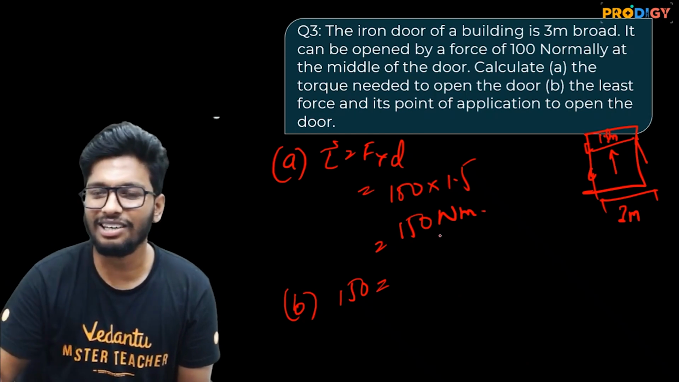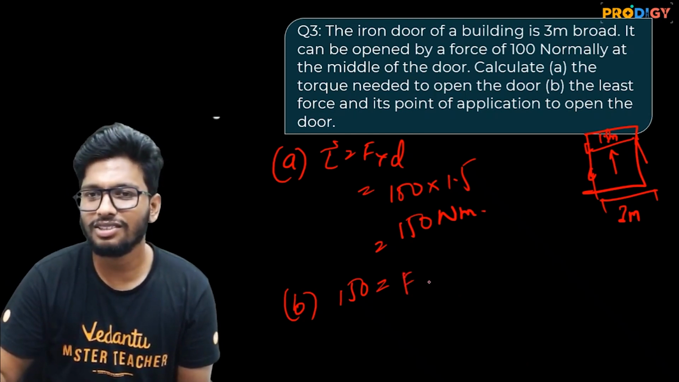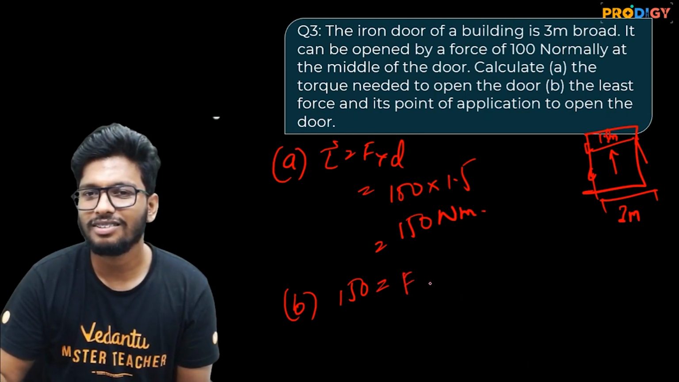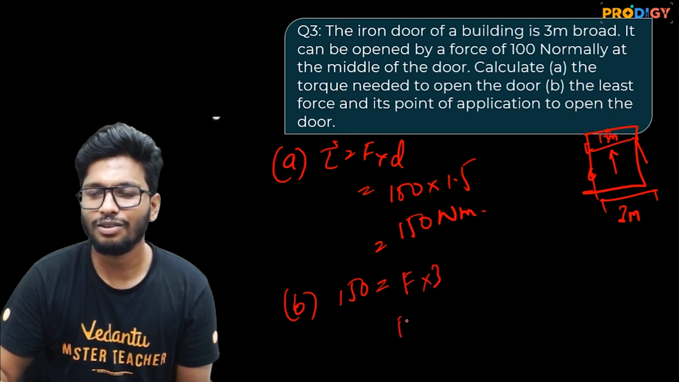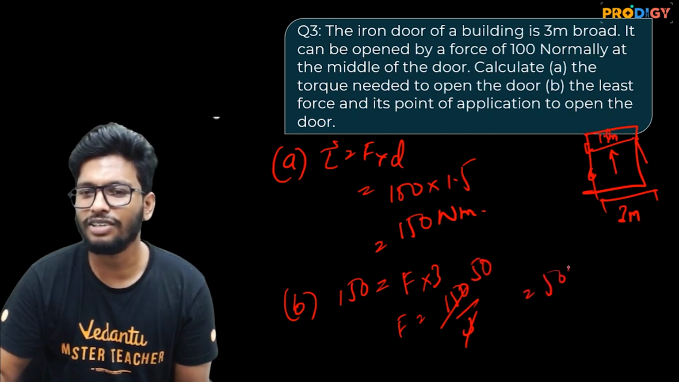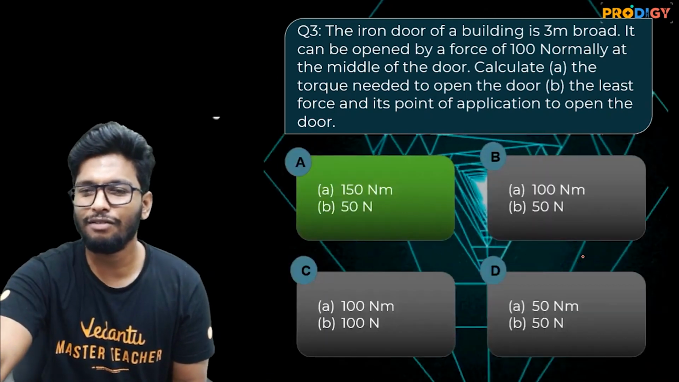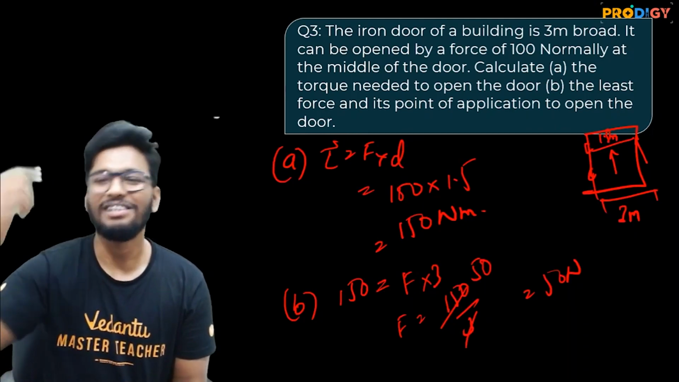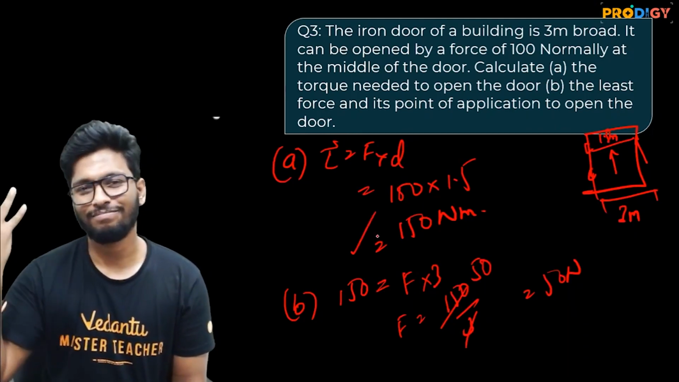Alright, okay, let's try to do this way now. So force into 3. So F is equal to what? 150 divided by 3. 50. So I think it should be 50 Newton, if I'm not wrong, with 150 Newton meter. Yes, that is the right answer. 50 Newton and 150 Newton meter.